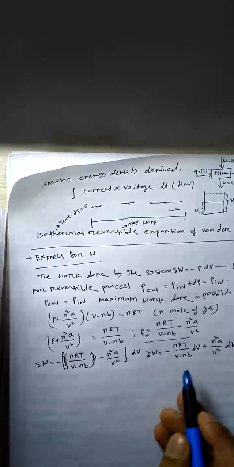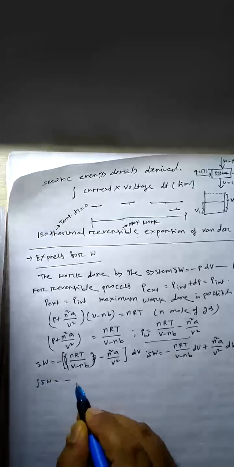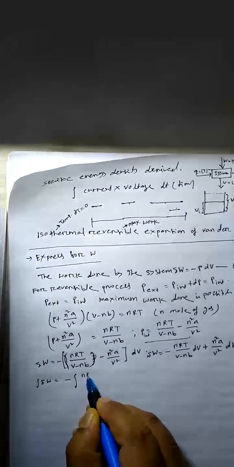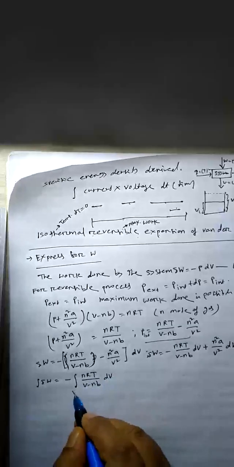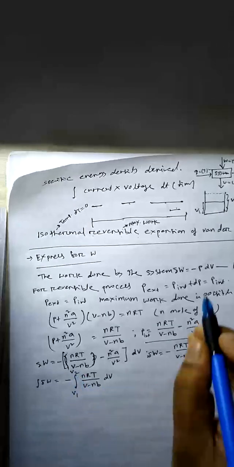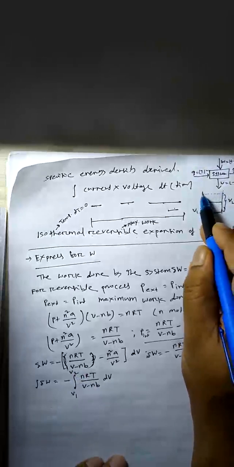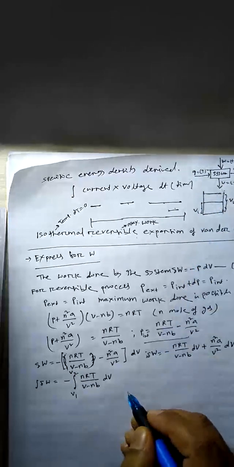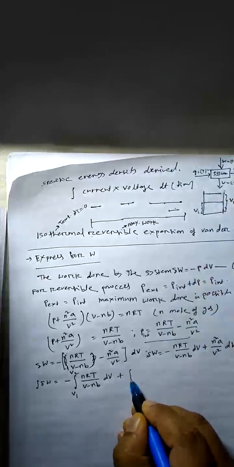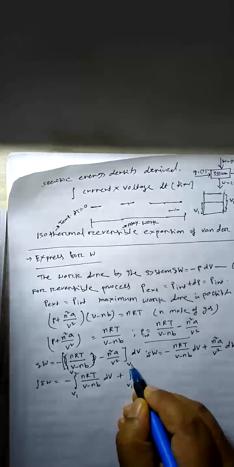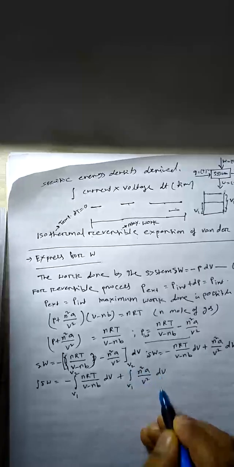Now integrate both sides of the above equation. Integrate del W is equal to minus integration nRT divided by V minus nB dV, volume change from V1 to V2. That means volume V1 is there and it undergoes expansion, it moves to V2. This volume changes, V1 to V2, expansion occurs, then integrating this also, plus integration V1 to V2 n square A by V square dV.